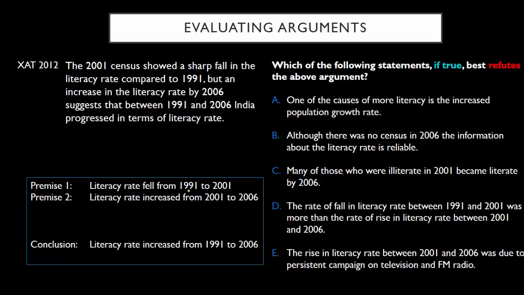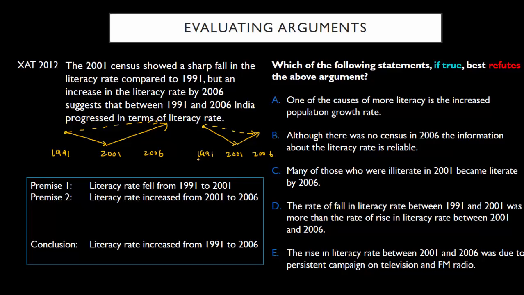Literacy rate fell from 1991 to 2001. Literacy rate increased from 2001 to 2006, and therefore there is an overall increase. For that to be true, what is required? Let's look at this particular case. Let's consider 2 cases: 1991, 2001, 2006. All we know is there has been a decrease. After that, there is an increase. So in this case, okay, there has been an overall increase. But consider this case: there has been a decrease and there is a slight increase.